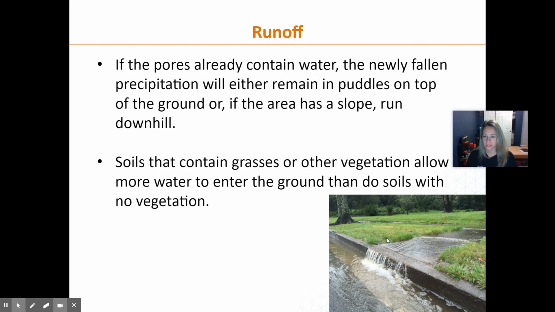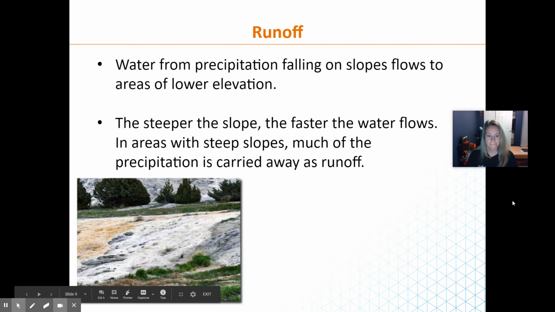It can run into the ground easier, but if it's full, then it doesn't really. All right, so lots of runoff here. And so definitely, I mean, this is just common sense, I would think. But the steeper the slope, the more runoff, the faster the water flows. So the more erosion can occur, the more water doesn't go into the ground, but actually just runs off.